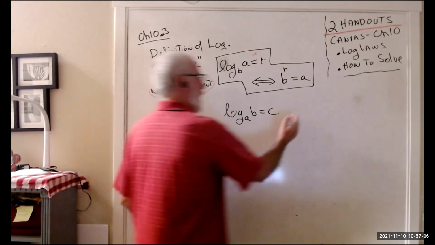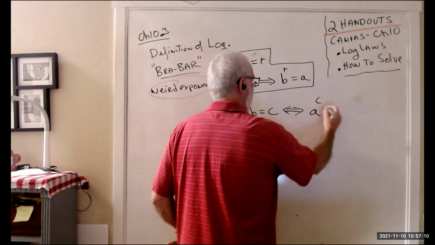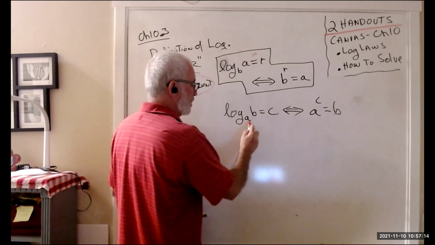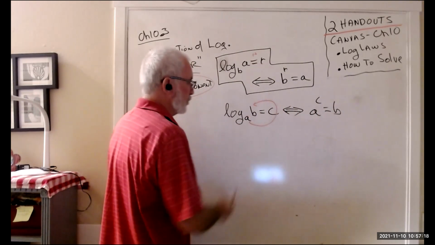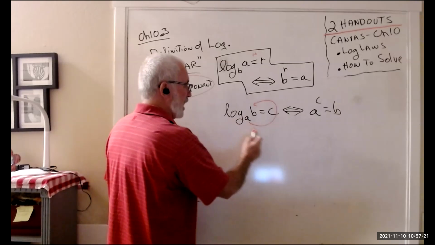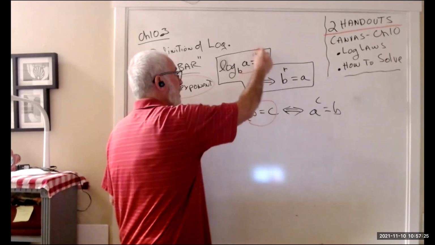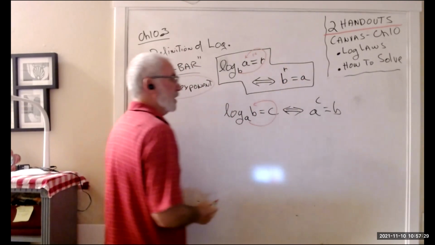Okay, and that's equivalent to A to the C power equals B. A lot of people like to remember this pattern: A to the C power equals B, B to the R power equals A.